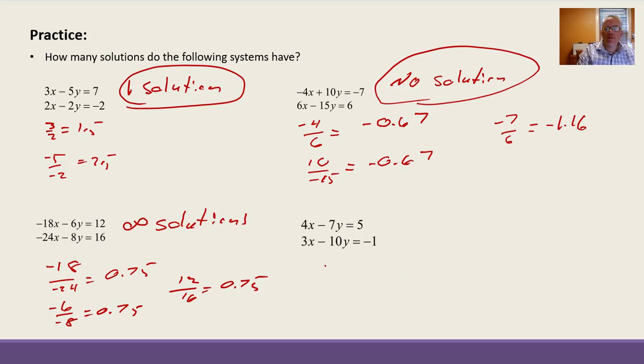All right, very last one. 4 divided by 3. 4/3 is equal to 1.33 repeating. Negative 7 over negative 10 is equal to 0.7. The ratio of the x coefficients and the y coefficients is different. We know already this has one solution.